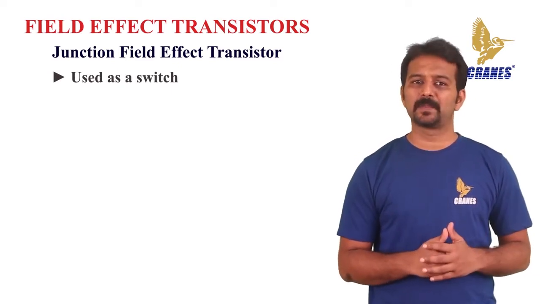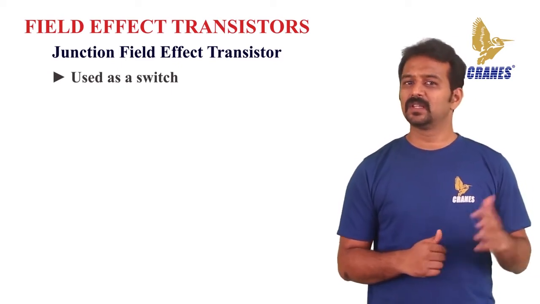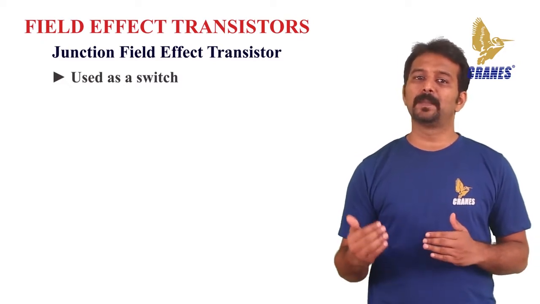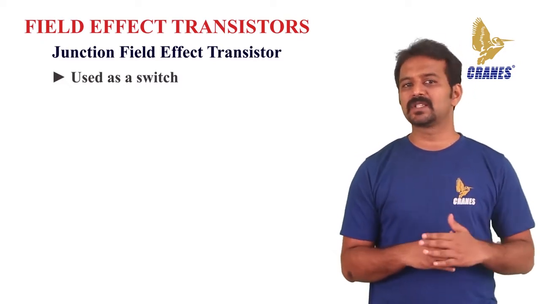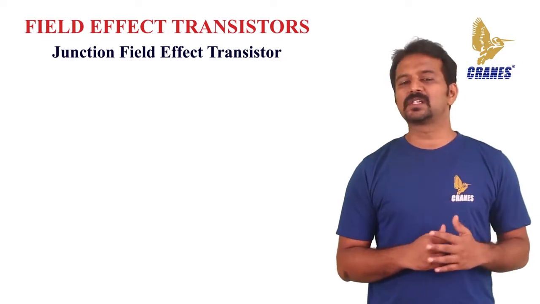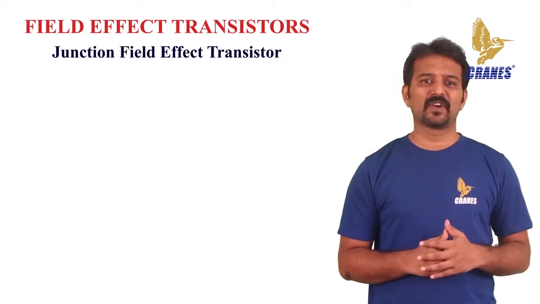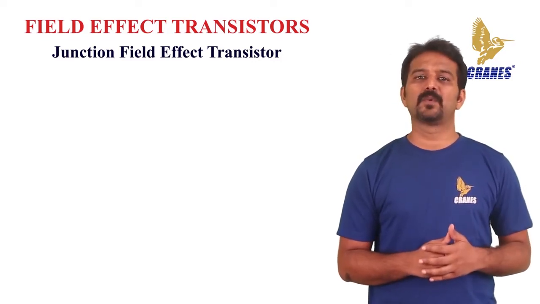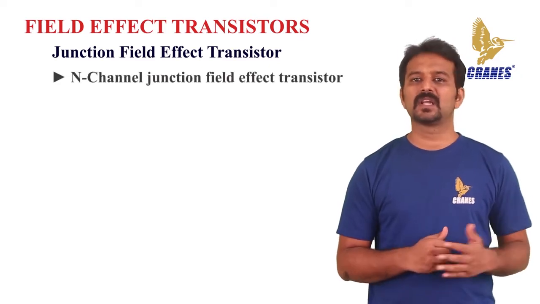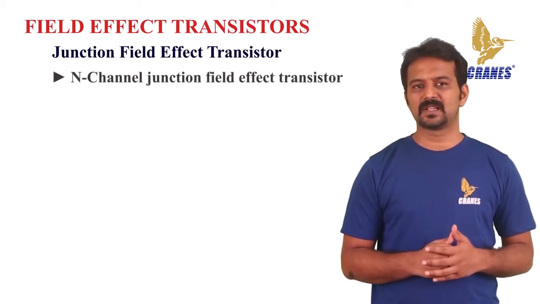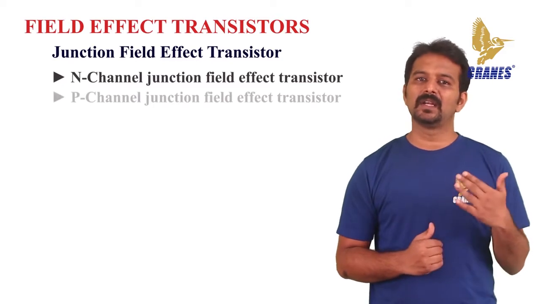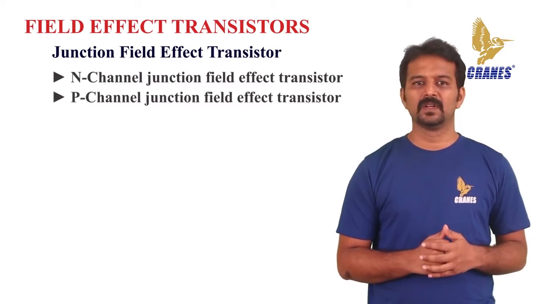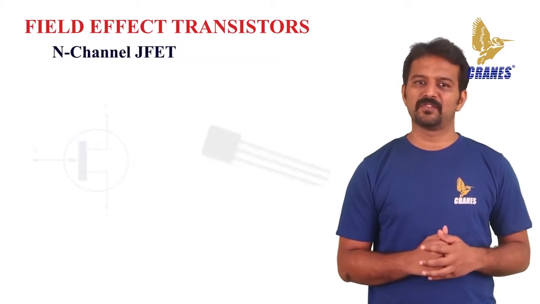If the gate terminal is supplied with a reverse bias voltage, then the flow of the current will be completely switched off and the channel gets strained. The junction field effect transistor is generally classified into two types based on their polarities: N-channel junction field effect transistor, that is N-channel JFET, and P-channel JFET. So let's look into the N-channel JFET.